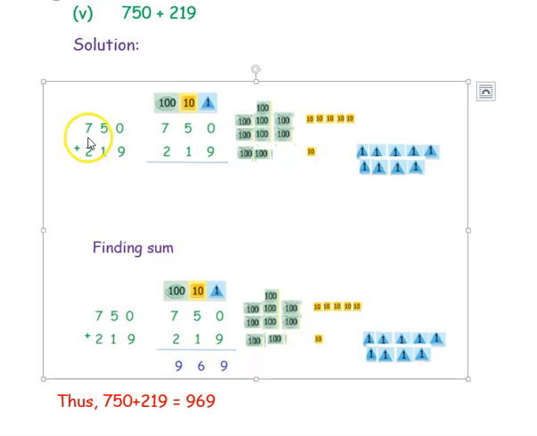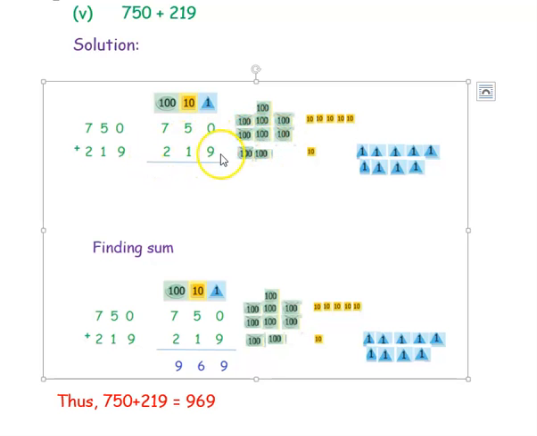The next question given is 750 plus 219. First we will represent 750 and 219 in ones, tens and hundreds columns. In 750 you have 0 ones, 5 tens and 7 hundreds. In 219 we have 9 ones, 1 ten and 2 hundreds. Since 750 has 0 ones, there are no ones here. It has 5 tens, so I have represented 1, 2, 3, 4, 5 tens, and 7 hundreds, 1, 2, 3, 4, 5, 6, 7 hundreds.